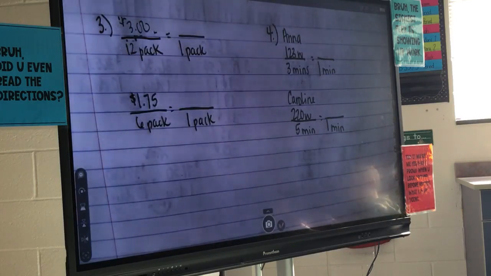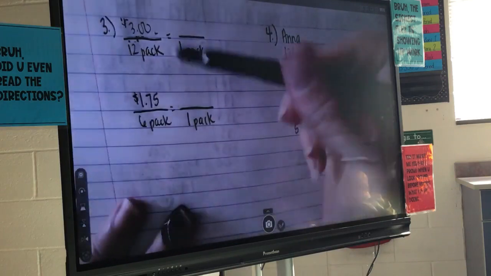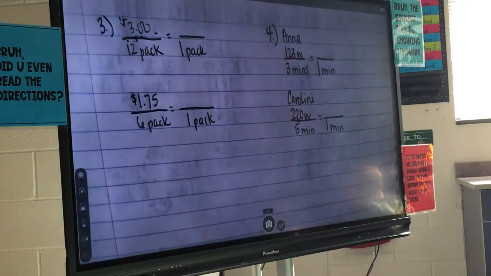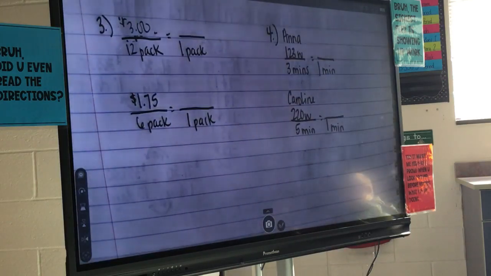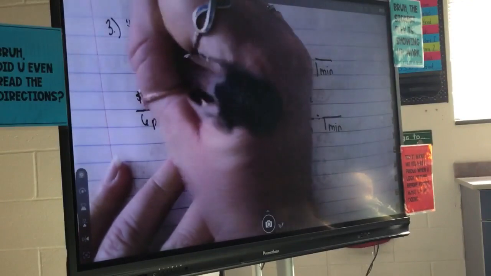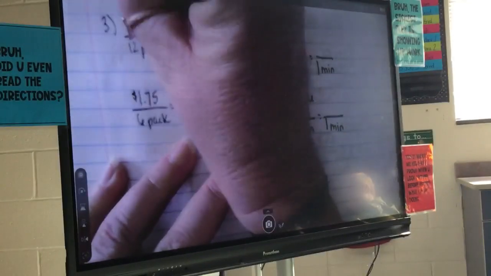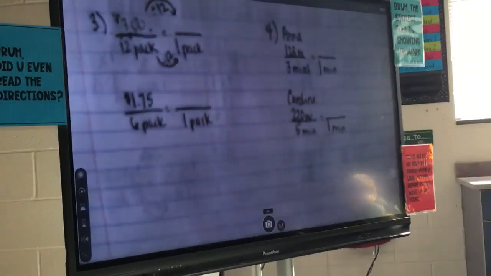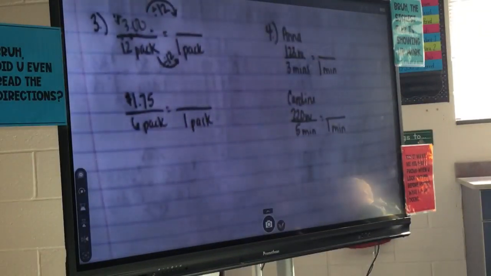All right, have a seat. We're gonna go over these. So for number 3, you're figuring out which pack is the better buy. You should have it set up like this. I go from 12 to 1 by dividing by 12. So technically I have to divide $3 by 12.